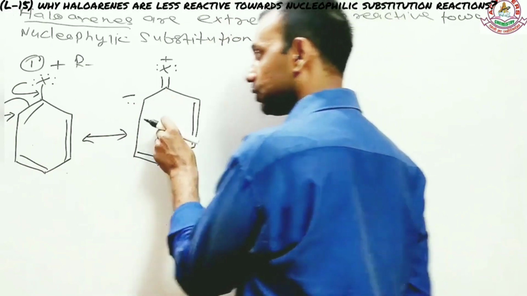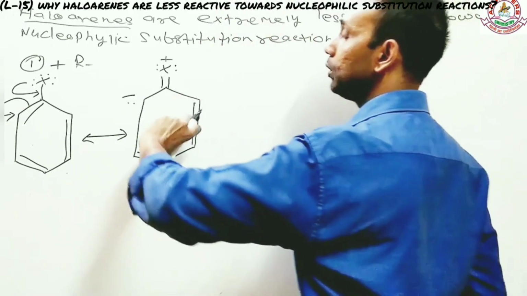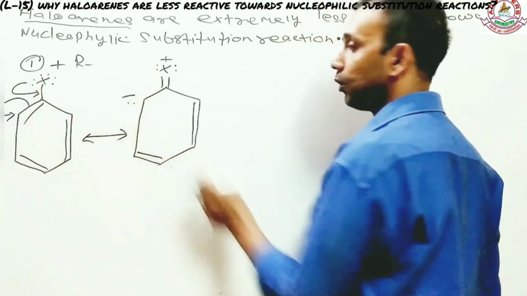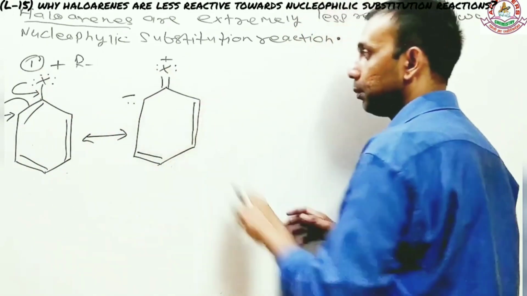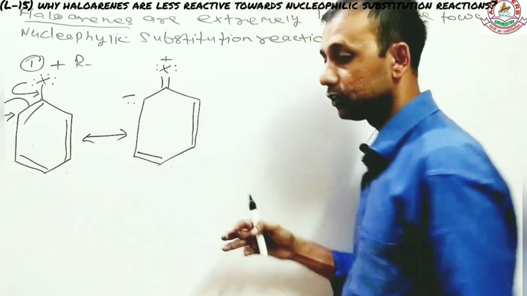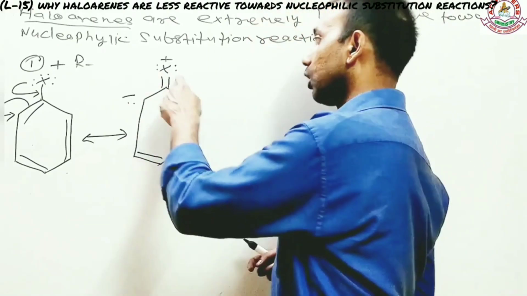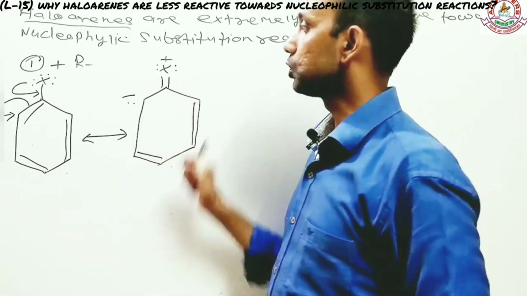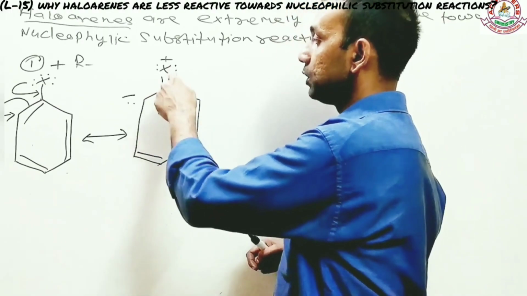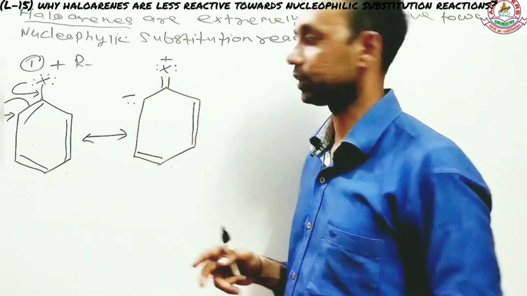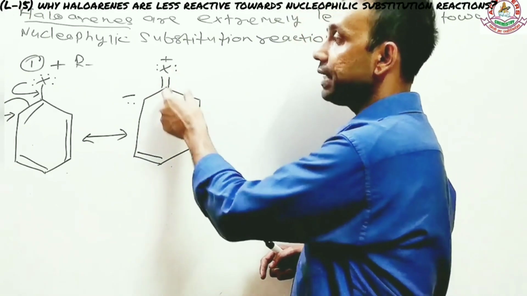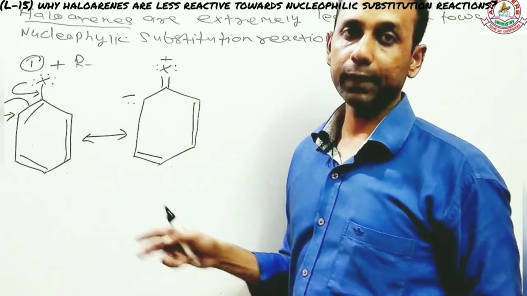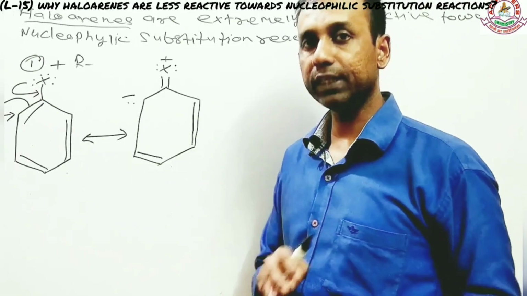Now you see that due to electronic mobility, the bond between carbon and halogen acquires a double bond character. Because of the presence of this partial double bond character, this bond becomes very, very difficult to break. And if this bond does not break, of course, no nucleophile will be able to substitute the halogen. I hope you have understood what I'm trying to say. Because of the partial double bond character due to resonance, the halogen and carbon bond becomes difficult to break, and that's why nucleophilic substitution reaction with haloarene does not take place.